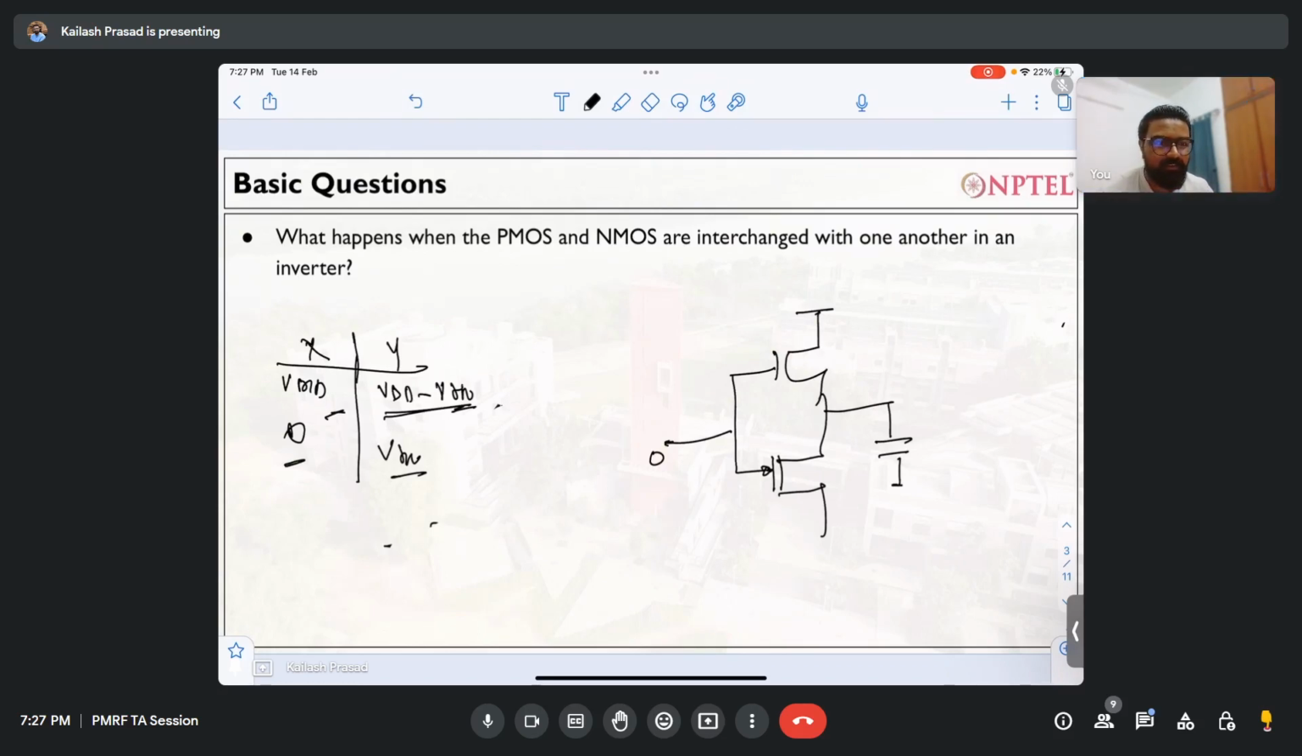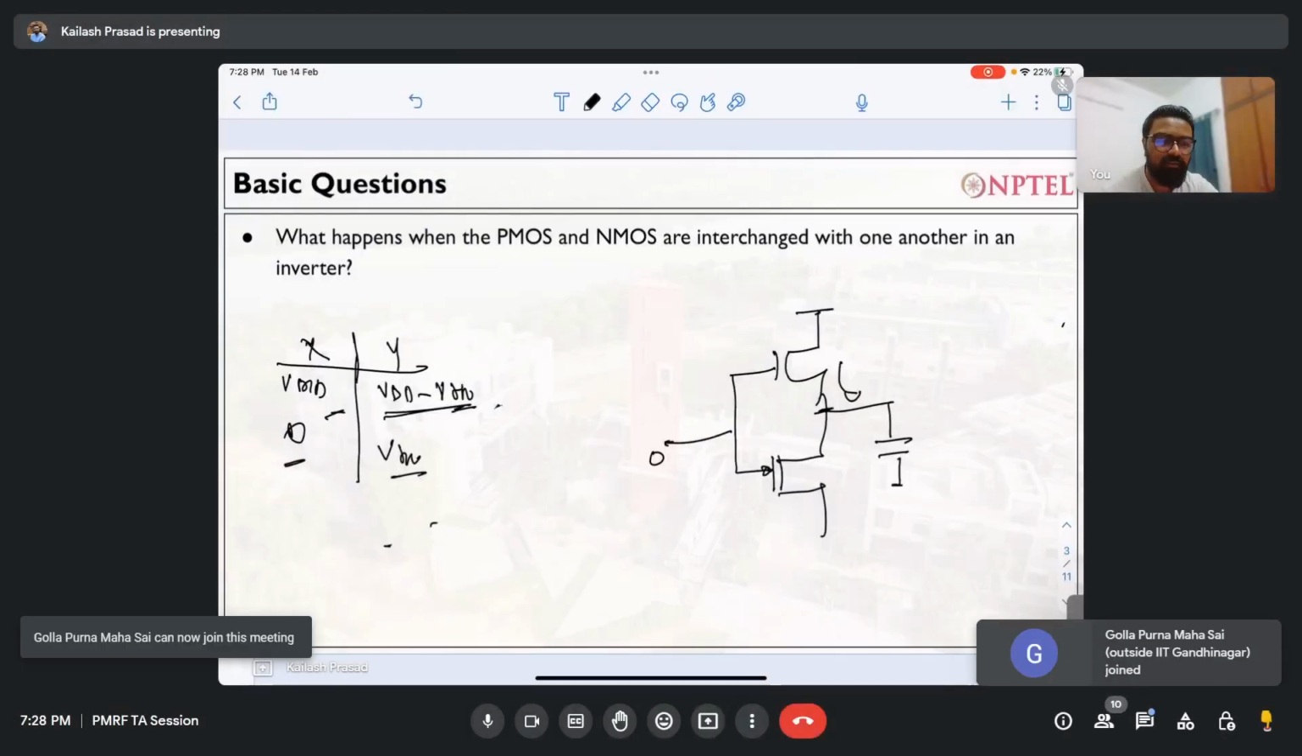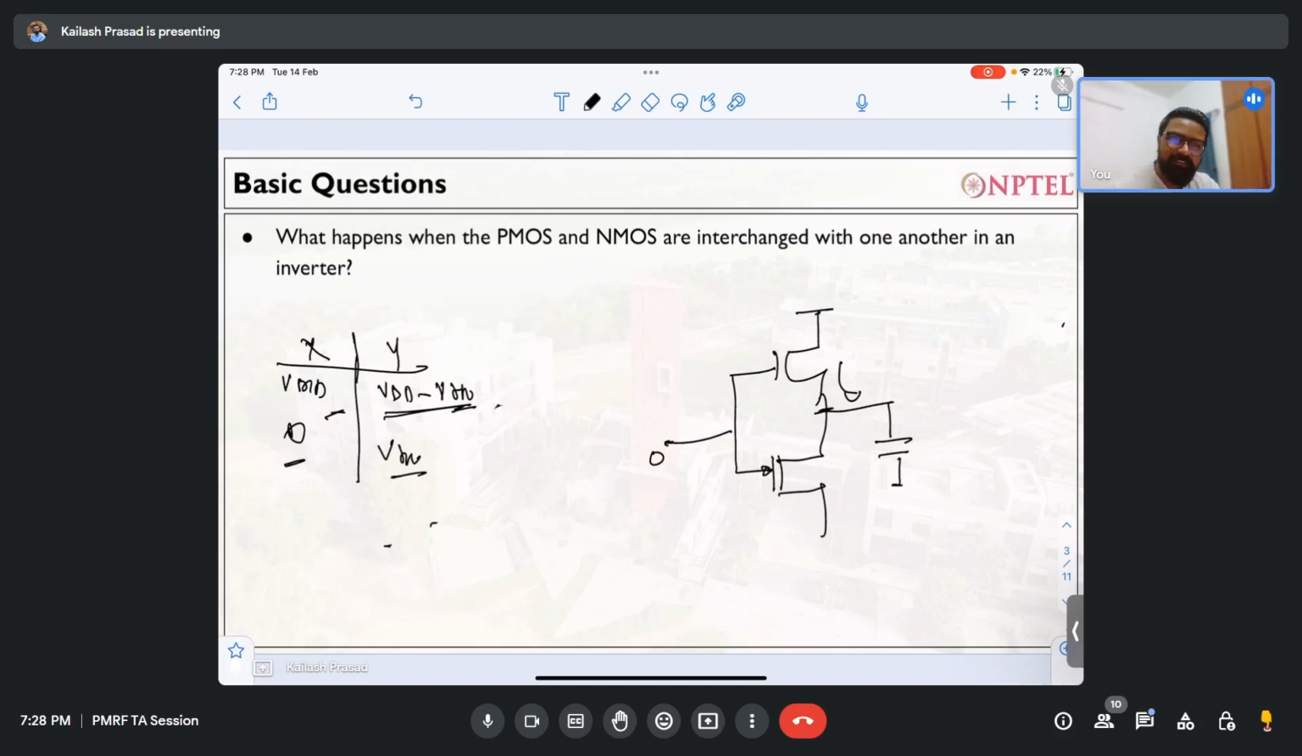But actually the output node is not going to that level. If the output node doesn't go to VDD, then the capacitor cannot be charged to VDD. It can be charged only to VDD minus VTH. So the maximum charge will be VDD minus VTH. It cannot go to the ground also. It cannot be completely charged, and it cannot be completely discharged. So again, we do not have a solution here.